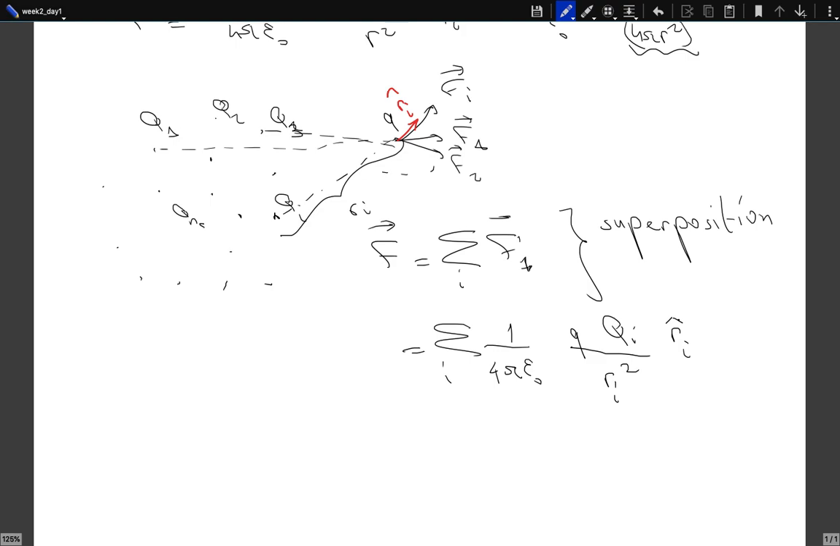Now, for me, what will be important here is, you see, all these terms in the sum, they are proportional to Q. So I can just take it out of that summation sign. Well, the rest I will leave inside the summation.